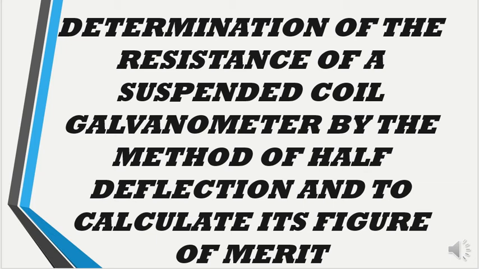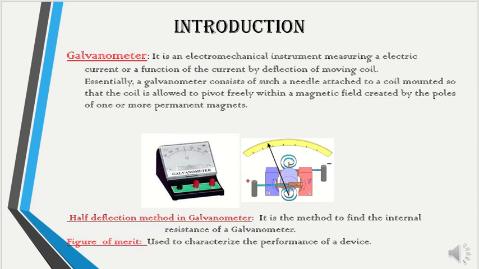So coming back to the topic, determination of resistance of a suspended coil galvanometer. We have to determine its resistance. Resistance means that which opposes the current in the suspended coil galvanometer, by the method of half deflection, and to calculate its figure of merit. So coming to the introduction, first, what is a galvanometer?